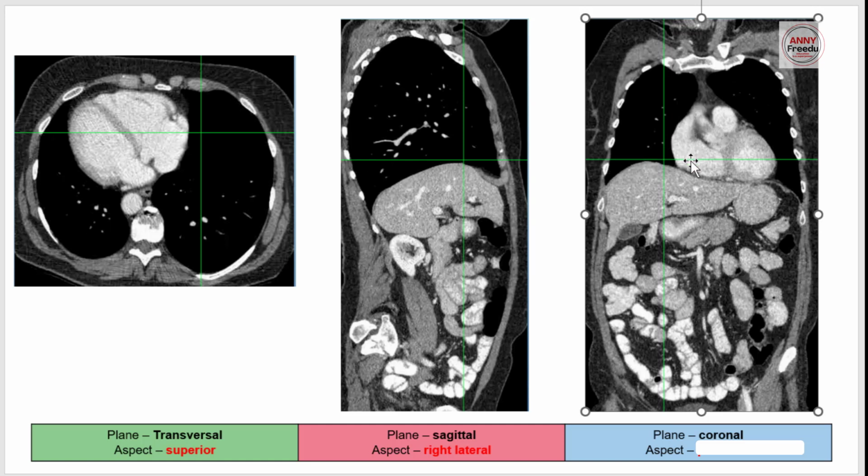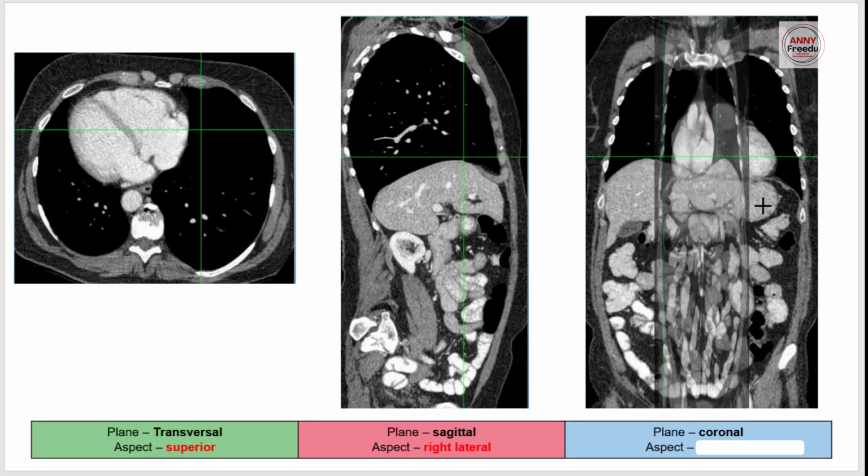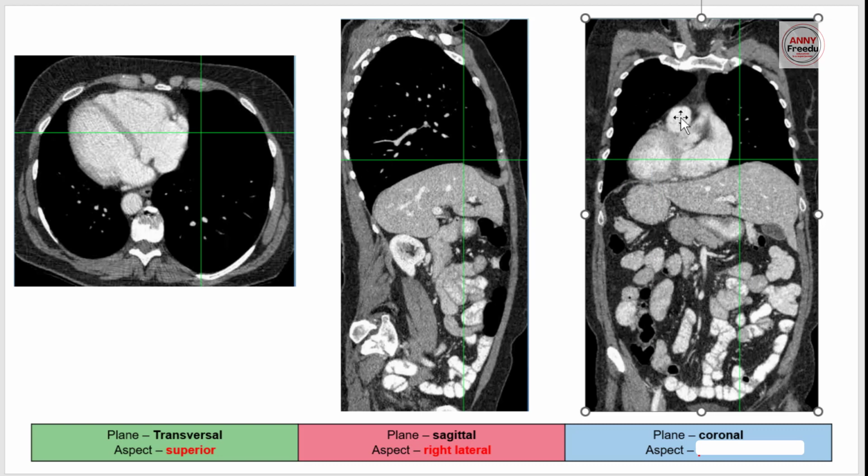we have a heart which is on the left side, tilted the apex, and the liver is on the right side. So this is right side and that one is the left side. But if I show you a mirror image of this screenshot, you will see that now the apex of the heart is directed this way. So this is left side and that is right side where the liver lies. So this will be a posterior aspect of this CT scan.